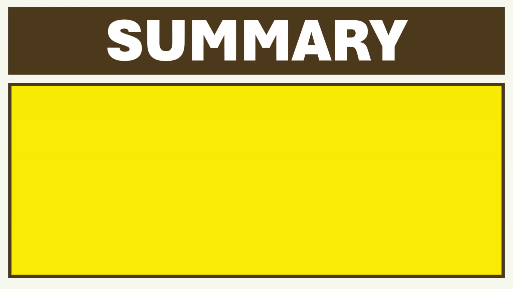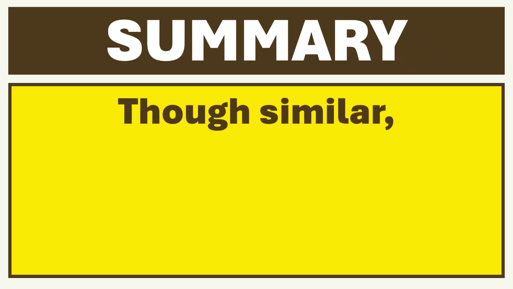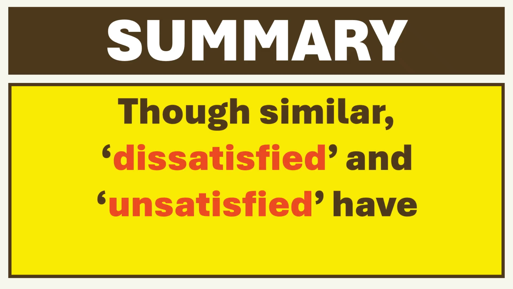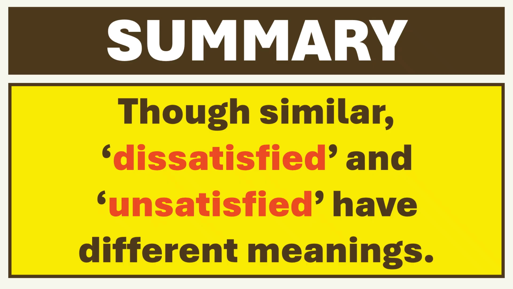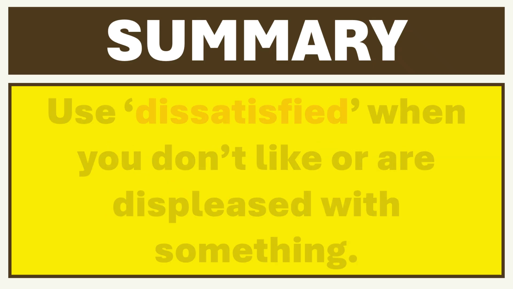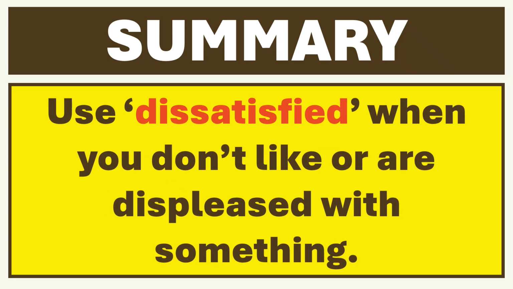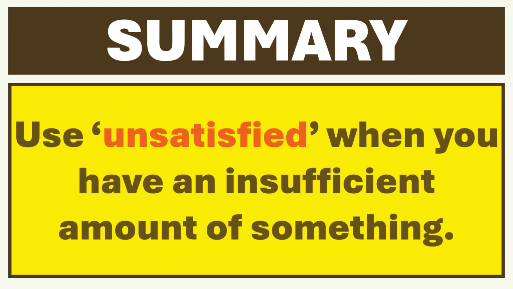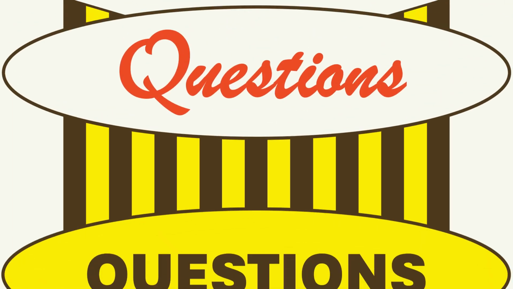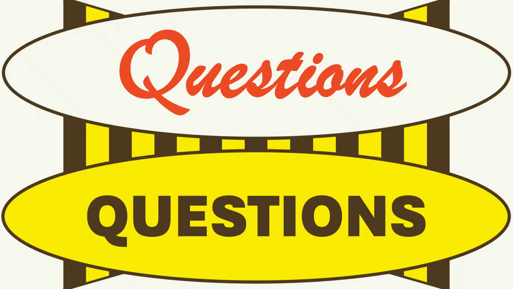Quick summary. Though similar, dissatisfied and unsatisfied have distinct and different meanings. Use dissatisfied when you don't like or are displeased with something. Inversely, you'll use unsatisfied when you have an insufficient amount of something that you might very well like. Hopefully, that clarifies the distinction between dissatisfied and unsatisfied and when you should use each.